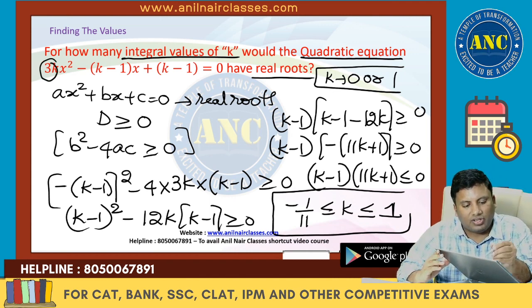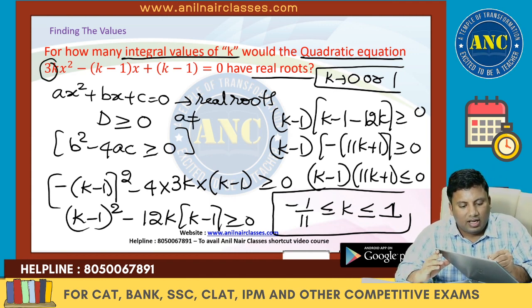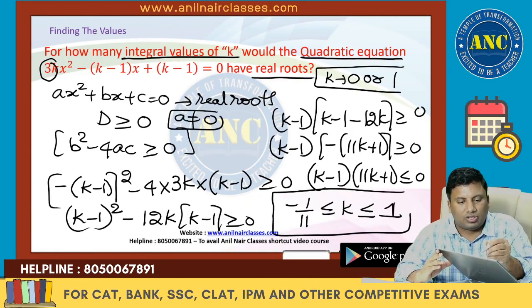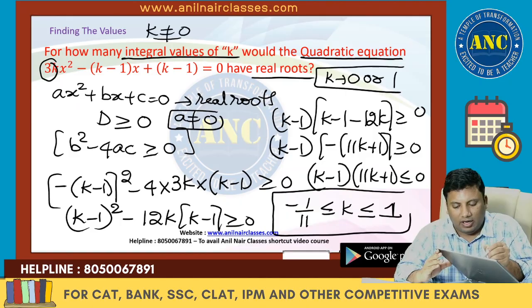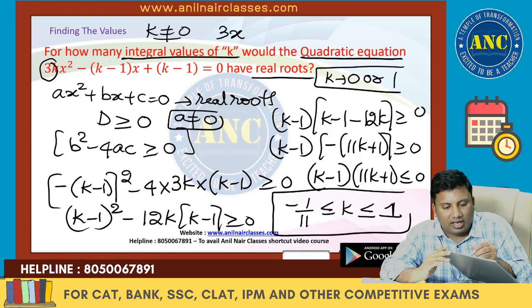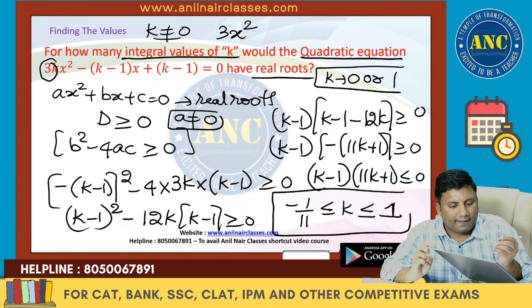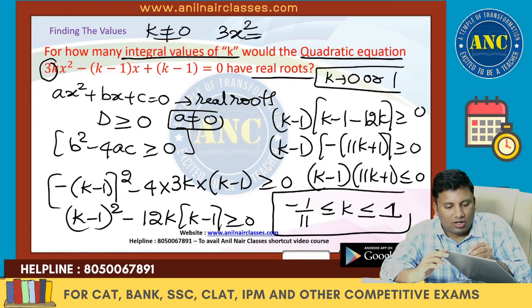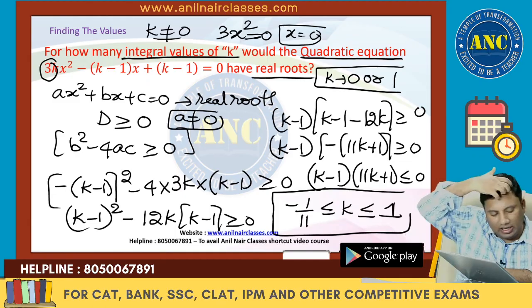3k is the coefficient of x square, a cannot be equivalent to 0, so k cannot be equivalent to 0. If k is 1, let us see: 3k x square, k is 1, so 1 minus 1 is 0. X is nothing but 0. X is nothing but a real number.